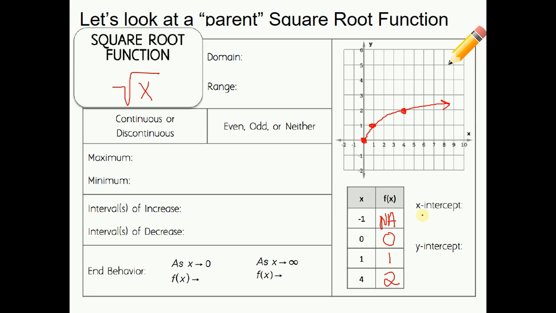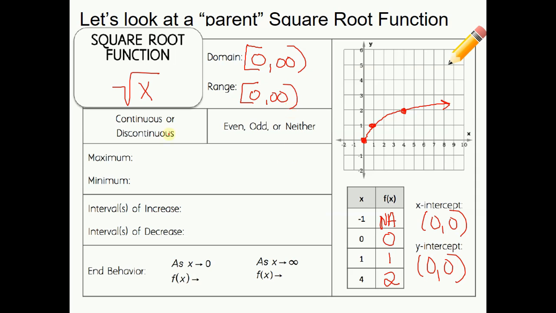Notice our x-intercept is 0, 0, and so is our y-intercept. Domain, notice we're starting at an x value and we're going to touch it, so we get a bracket there. So 0 to infinity for our domain. Range, same thing, 0 to infinity. We are continuous, no open dots or holes in here. Remember, even was folded along the y-axis, definitely not the case. Odd was diagonals matched, definitely not the case. So this one's a neither.